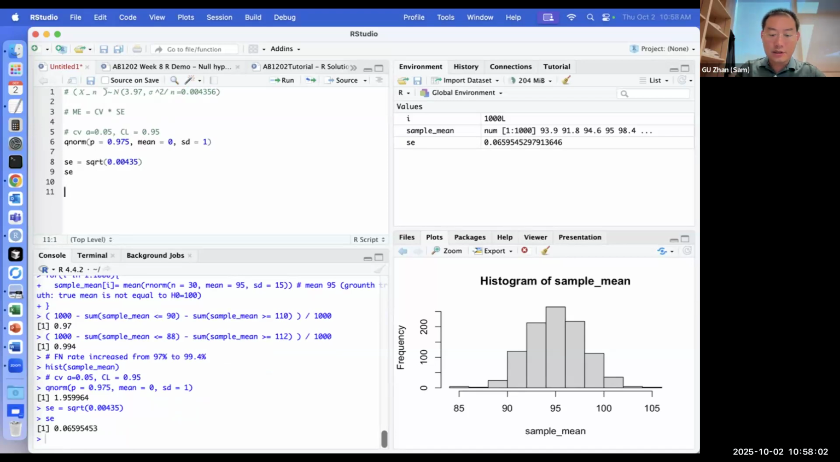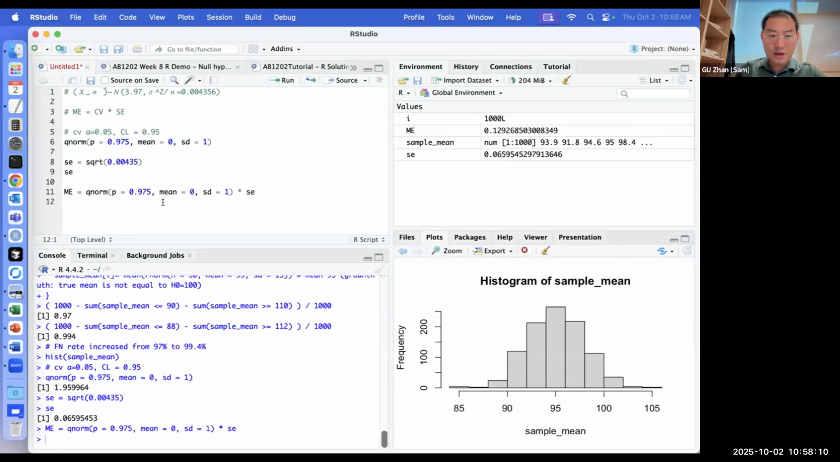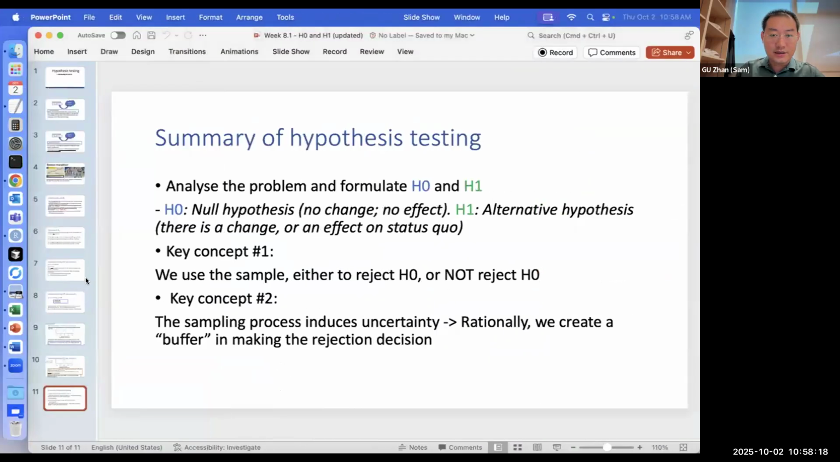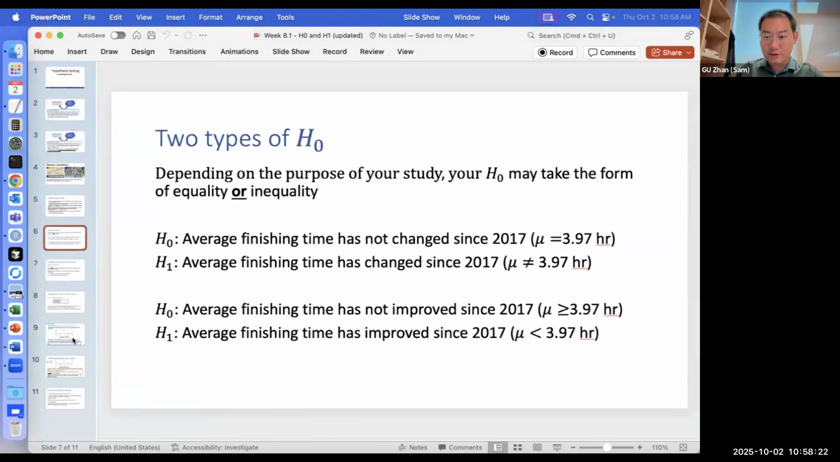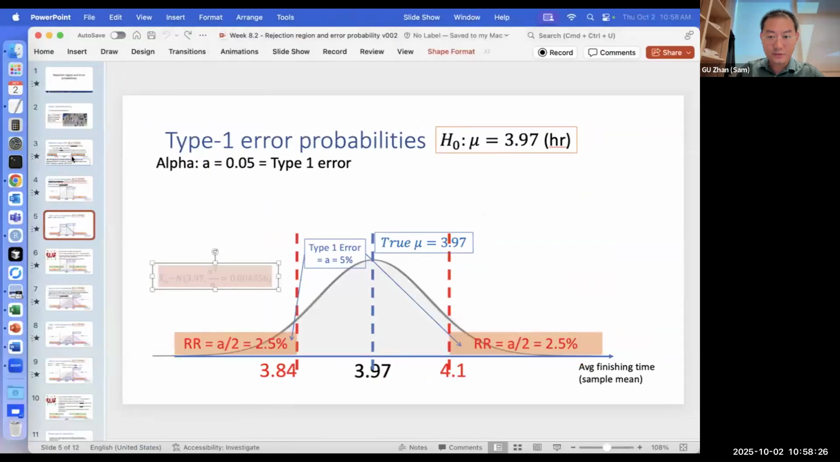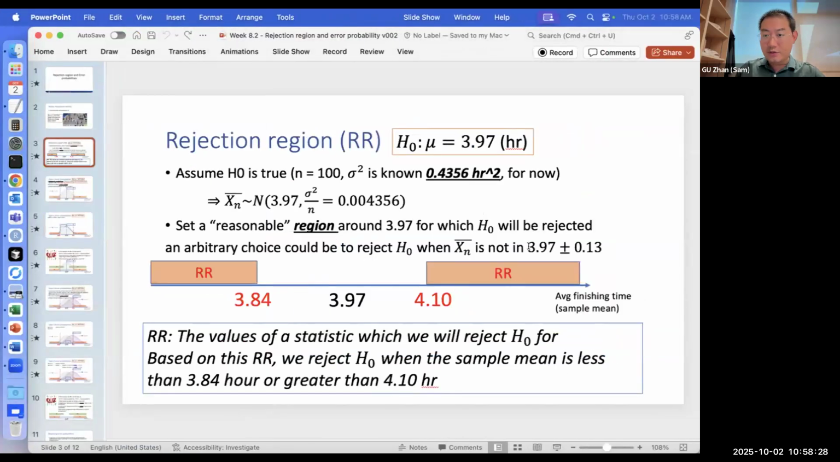So your margin of error is this critical value times SE. Let's display ME. ME is 0.13, basically 0.13. So this is what we see here earlier: 3.97 plus or minus 0.13.